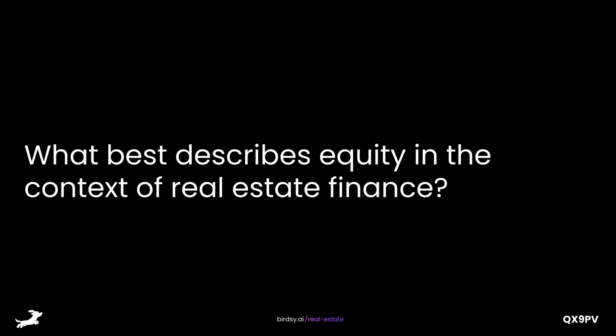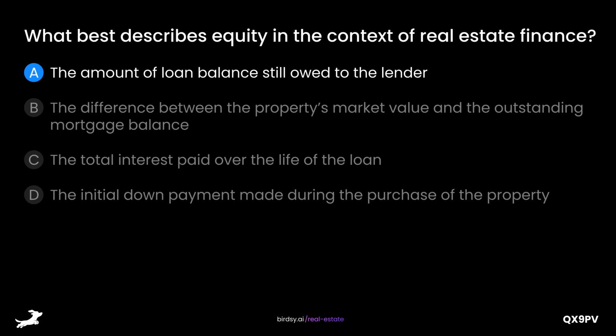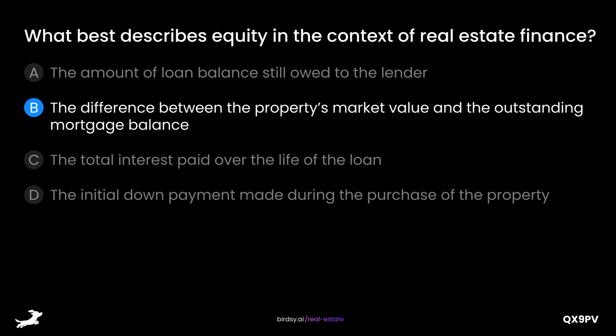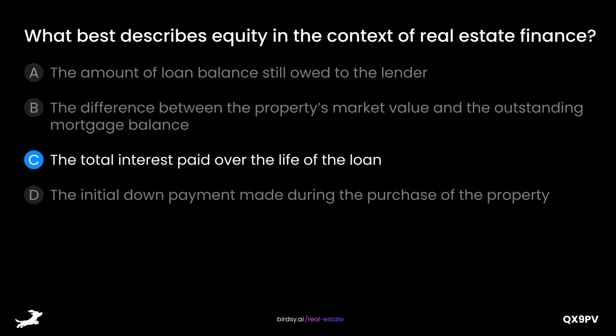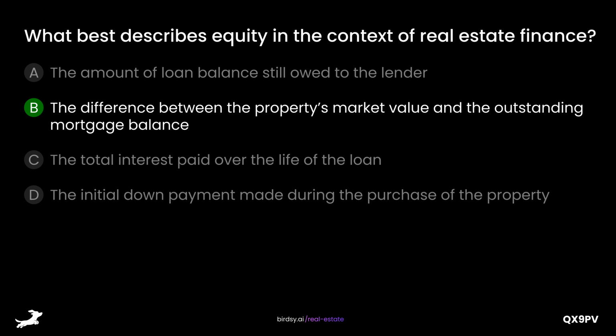What best describes equity in the context of real estate finance? Is it A, the amount of loan balance still owed to the lender, B, the difference between the property's market value and the outstanding mortgage balance, C, the total interest paid over the life of the loan, or D, the initial down payment made during the purchase of the property? The answer is B, the difference between the property's market value and the outstanding mortgage balance.